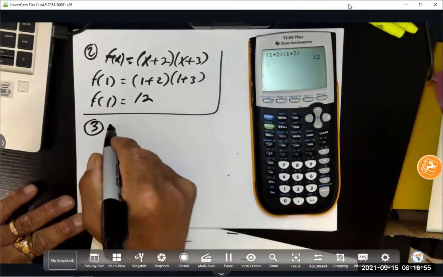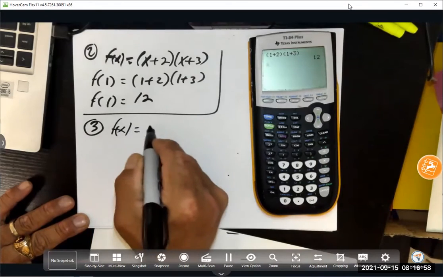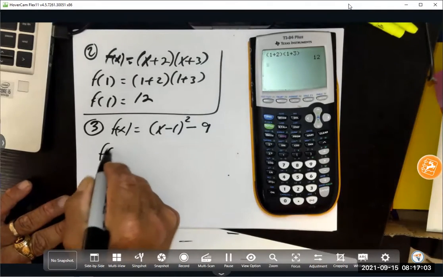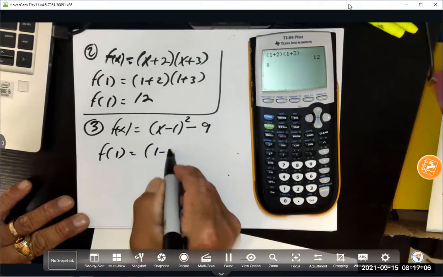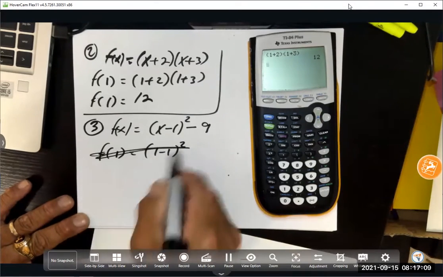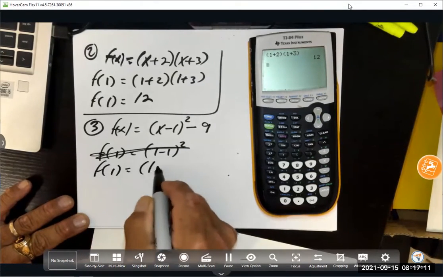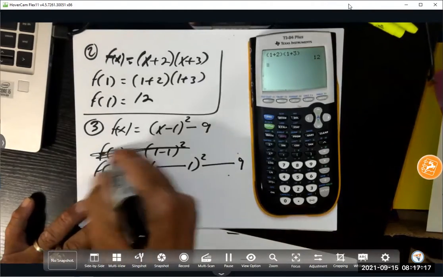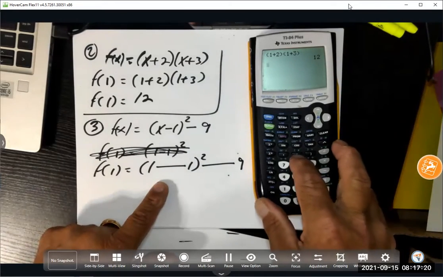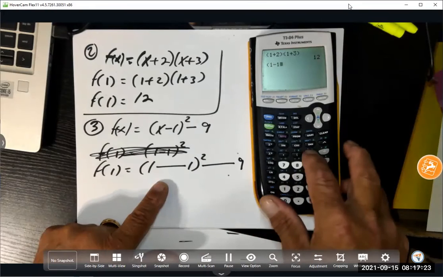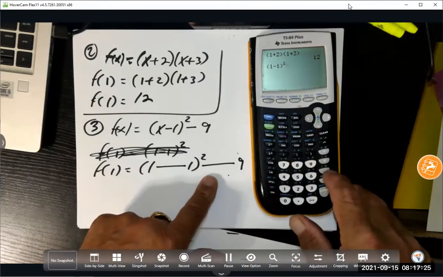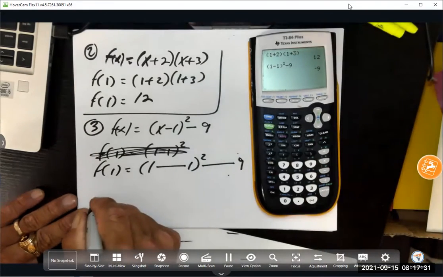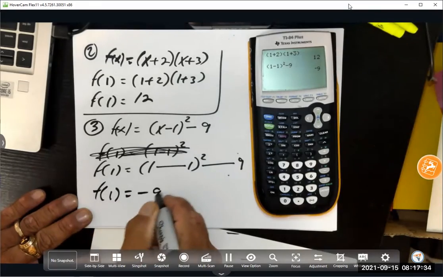Okay, another one. Suppose I have f of x, a little bit harder one. I have x minus 1 squared minus 9. And I say find f of 1. So you're going to put 1 minus 1. And then, you know what? Let me do it this way. F of 1 is going to be 1 minus 1, squared, minus 9. There you go. So do it that way, so it'll match out easy. So parentheses, 1 minus 1, close it, squared, minus 9, and then hit enter. Boom. Did you get negative 9? Yes or no?